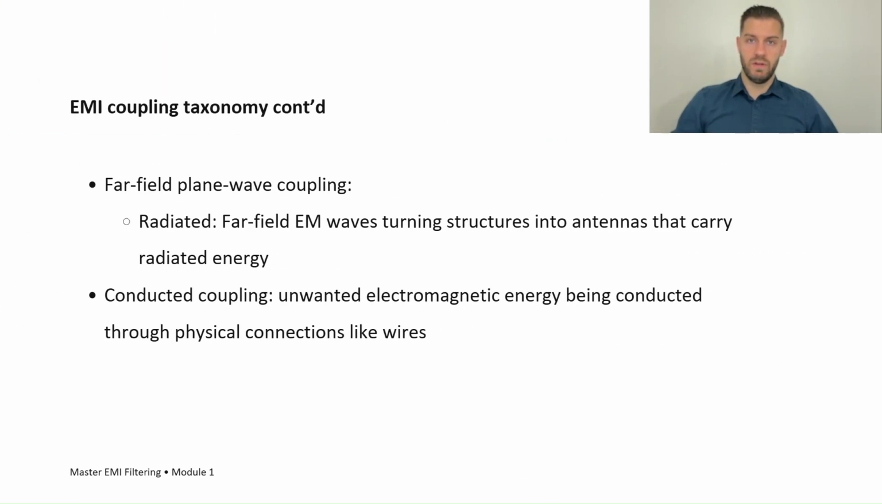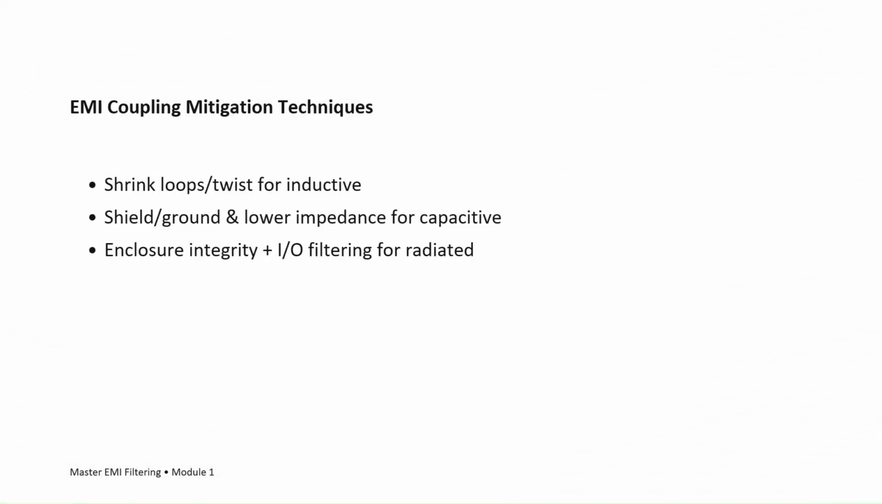Then we also have far field plane wave coupling, which is also known as radiated coupling. Radiated coupling is electromagnetic energy or waves traveling between two sources, and turning one of the sources into an antenna that carries that unwanted energy. Conducted coupling is unwanted electromagnetic energy that travels between two components or two electronics or two systems through physical means like wires.